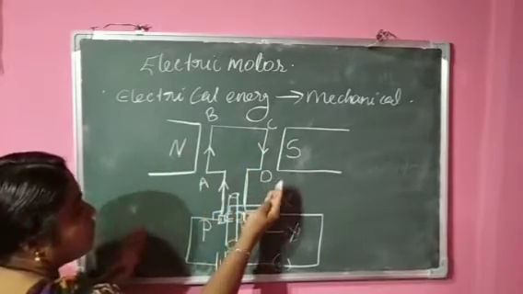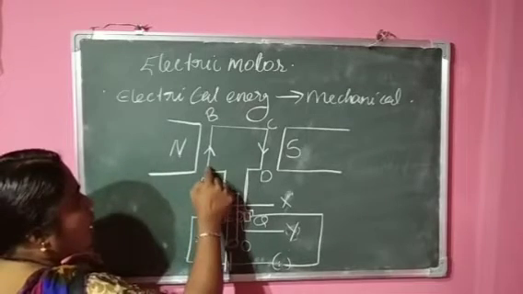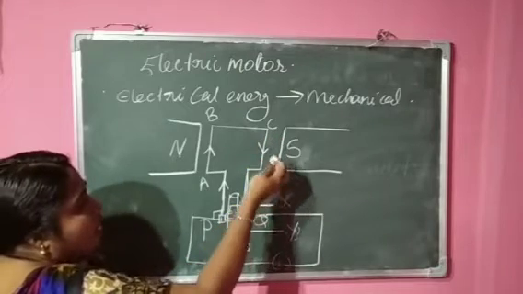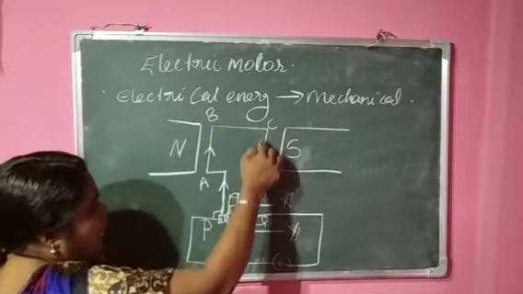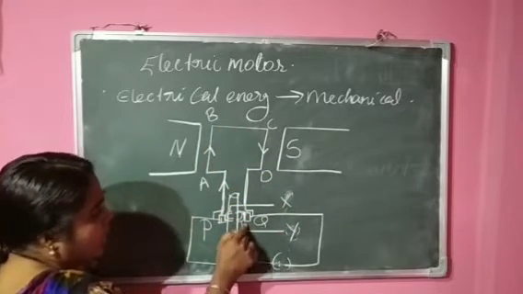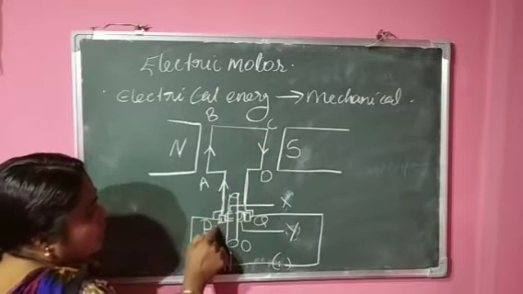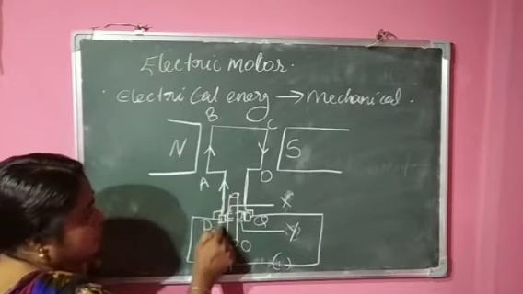Okay. After half rotation, what will happen? Here, the arm AB goes to this side. Then arm CD comes to this side. So the arm AB is in contact with the ring Y and the arm CD is in contact with the ring X. Okay. X and Y are the two rings here.